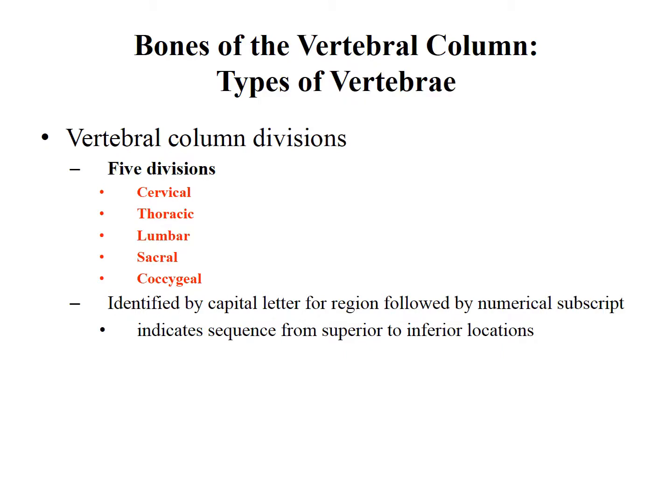We can break the vertebral column down into 5 divisions. The first one is the cervical region, then we have the thoracic, followed by the lumbar, then we have the sacrum and the coccygeal area. They're going to be designated by a capital letter followed by the number. So if we look in the cervical region, we see that there are 7 cervical vertebrae. There's going to be 12 thoracic vertebrae, 5 lumbar vertebrae, 1 sacrum, and 1 coccyx.